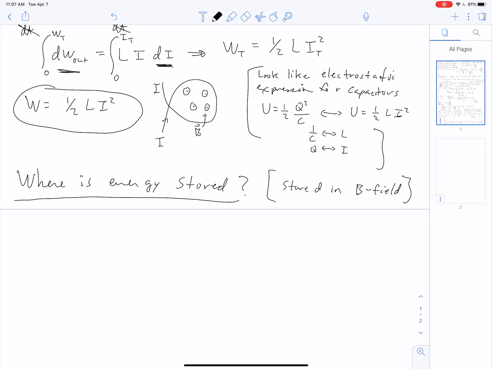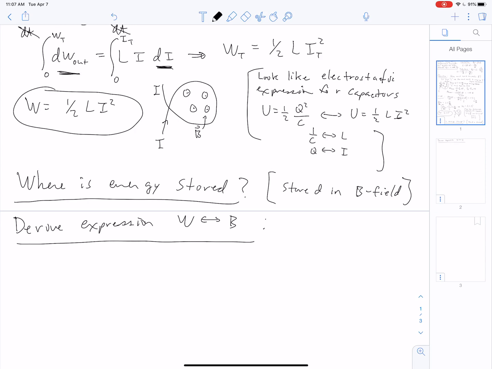But how does that work? What's the expression for how I can relate the energy to the B field? Let's do the math, and let's derive an expression that relates energy to magnetic field. We want to relate the energy to the magnetic field of a current loop. Okay, so how do we do that? Well, we just start with the expression that we just derived. It's actually a cute little derivation. It's one of my favorite little derivations because it's pretty straightforward.